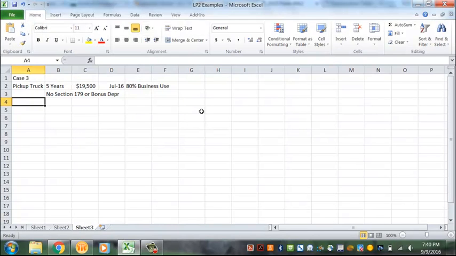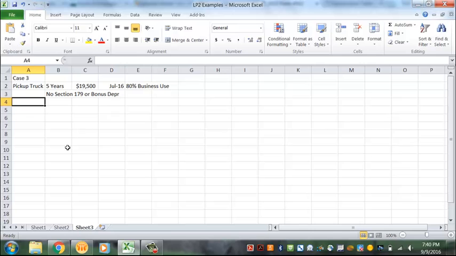Hello, this is our last example for Learning Plan 2. So we are going to look at a listed property. If we look at our Excel spreadsheet, we can see that our listed property this time is a pickup truck that we purchased in July of 2016 for $19,500 for a 5-year useful life.